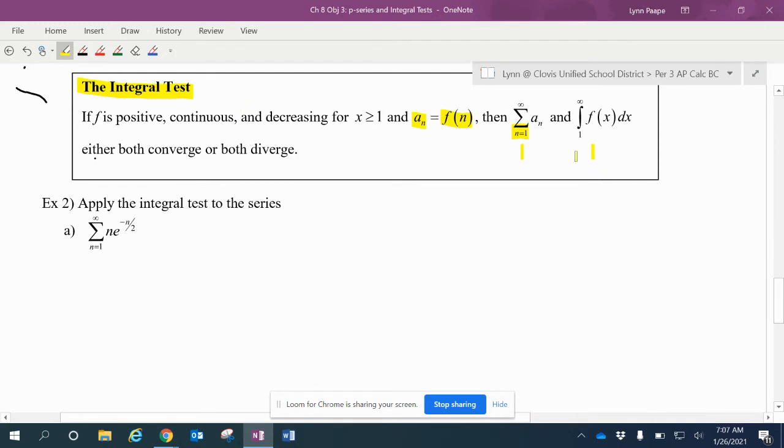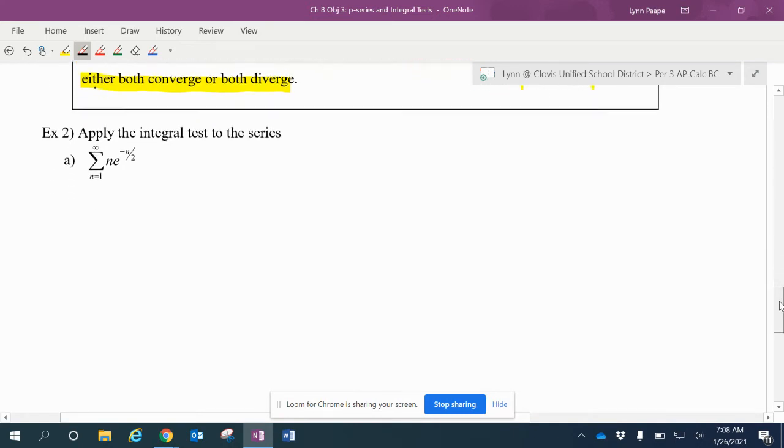So if the improper integral converges, the infinite series would converge as well. If the improper integral diverges, the infinite series would diverge as well. So that's what this is saying: they either both converge or they both diverge. So what we would do is put it into that integral format and then see from there: if the improper integral diverges, my series diverges. If it converges, my series converges.